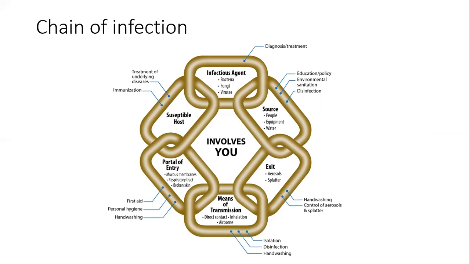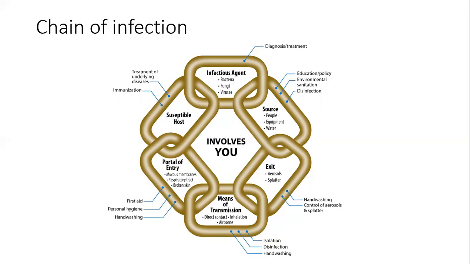So the way you can break the chain is you can identify the pathogen. You can be sure that there aren't good places for the pathogen to multiply, like making sure that there's sanitation and that objects are disinfected. You want to protect against the exit by hand washing and control of aerosols and splatter. That's where personal protective equipment comes in, like masks. You want to control the means of transmission through isolation, disinfection, and hand washing.